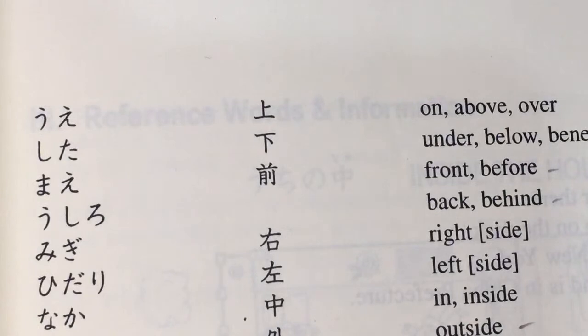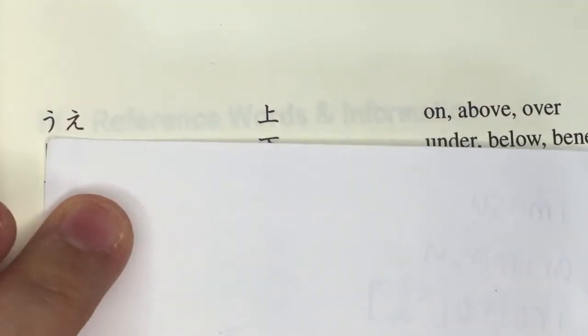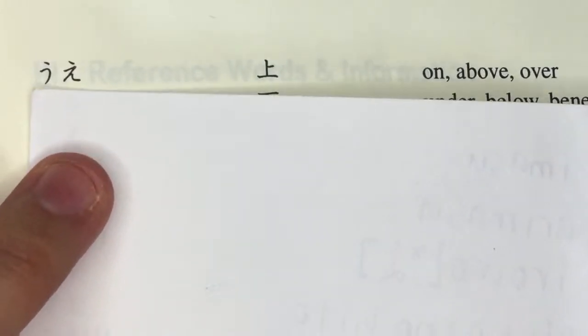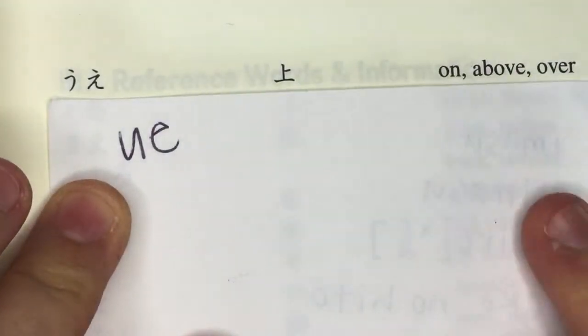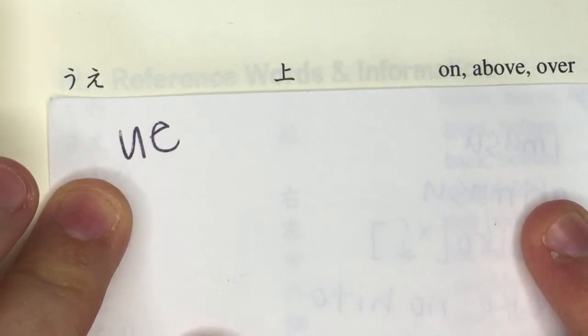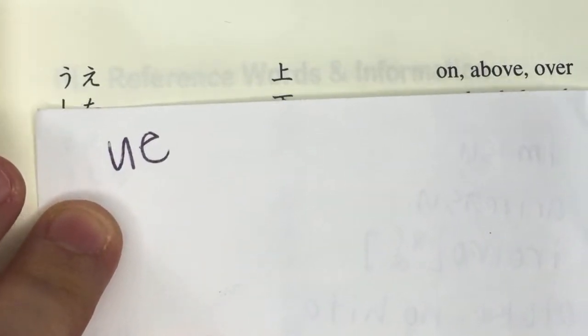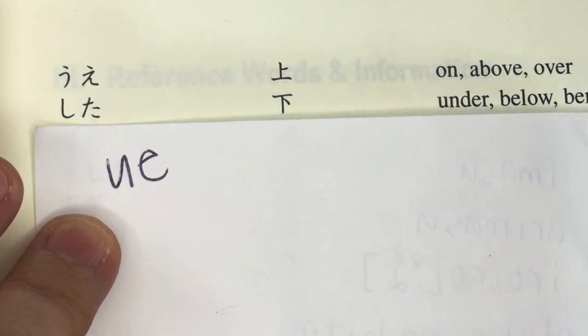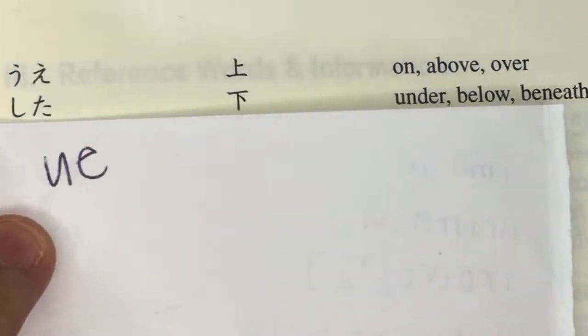Next is uwe. Konbanwa. Hi, uwe. Yan, taas nga natin sa uwe. Uwe is on, above, over. How do you read this? U and e. So, uwe. Uwi na. Uwi na kayo. Nasa bahay naman kayo. So, uwe.